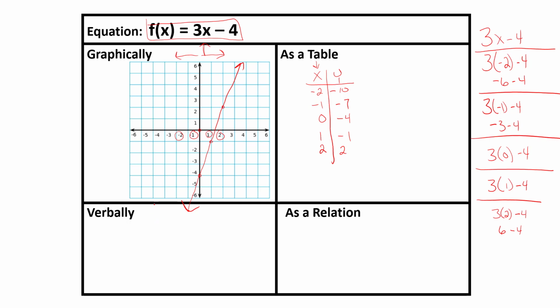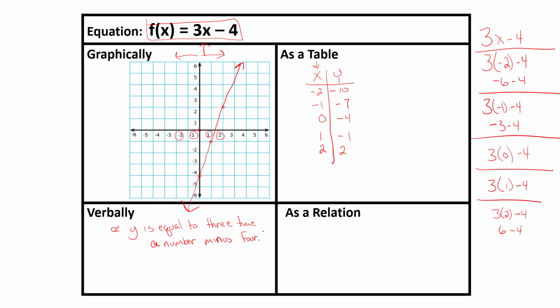Now, how would we state this verbally? We would say y. Let's do that again. Y is equal to 3 times a number minus 4.